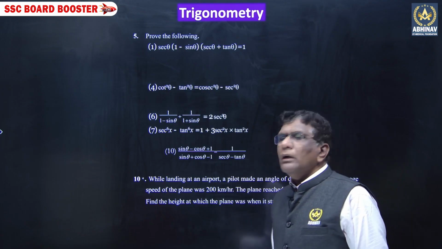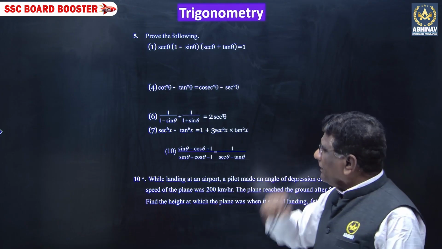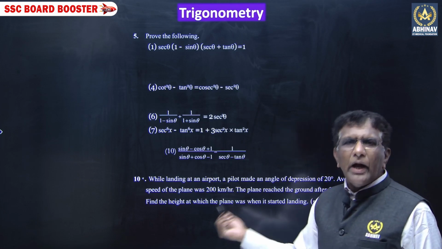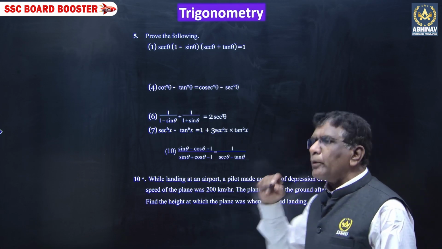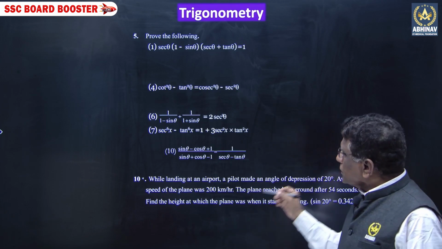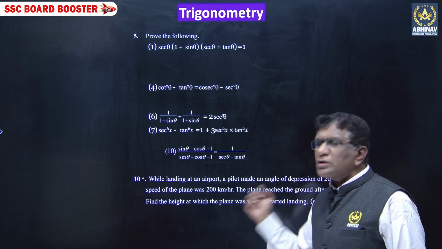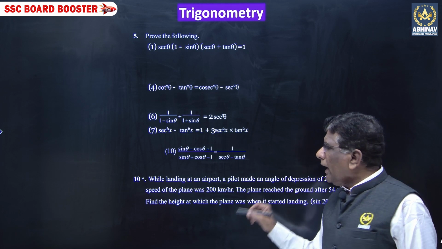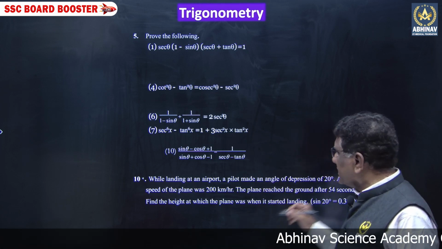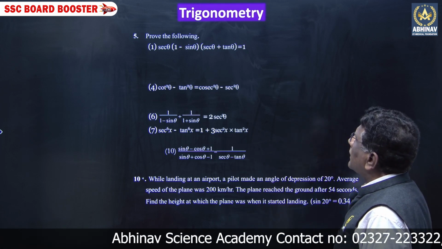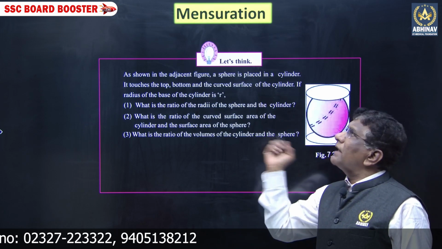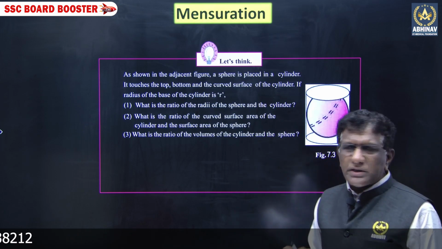Also one example is given which is a HOTS example, which is a higher order thinking example for the word problem of trigonometry. So this is also one of the examples. Most of the times it has also come in the board exam, and you can go through this example also. Then coming to the next part, this is the last topic, that is mensuration.